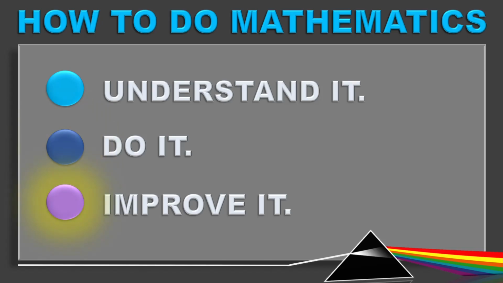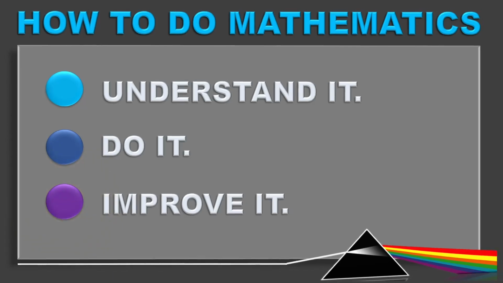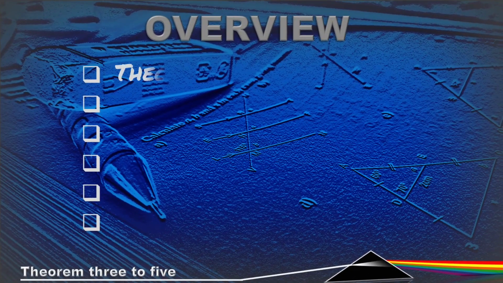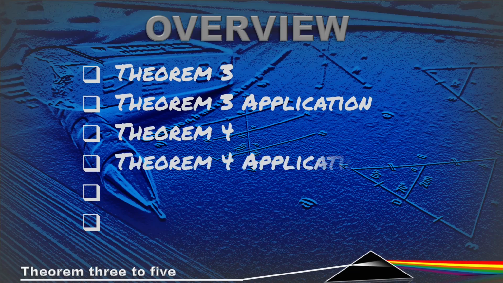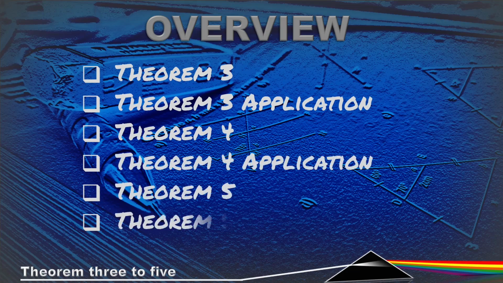And then when you've done it, make sure that you mark your work as well to see where you make your mistakes. Okay, so an overview of this: we're going to look at Theorem 3 and its application, then Theorem 4 and its application, and then Theorem 5 and its application. For Theorems 3, 4, and 5, the first section is about looking at the theorem itself and also how to do the proof for that theorem, and then the application is where we apply it in exam-like questions.